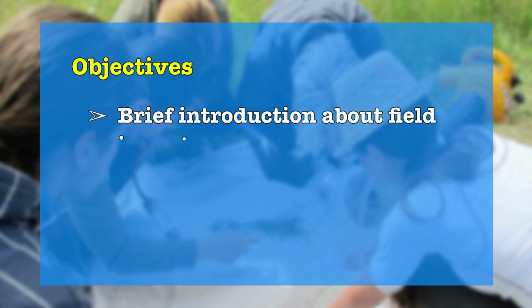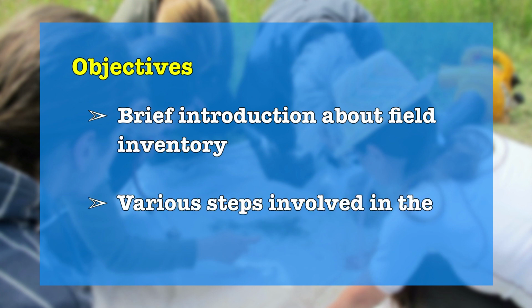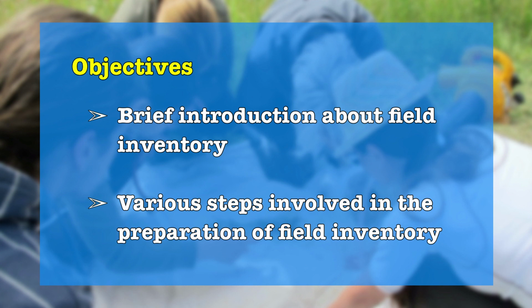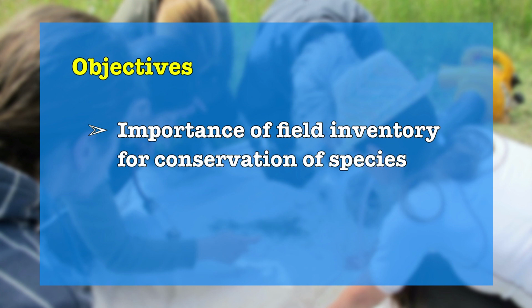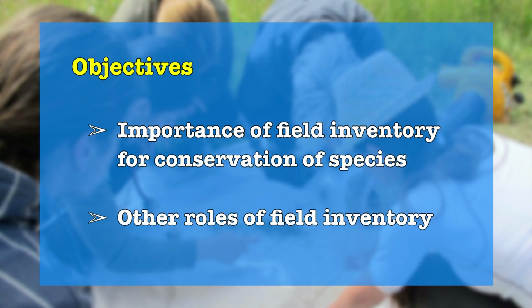Hello friends, today we will gain knowledge about field inventory and the main objectives of this topic will be: number 1, to give a brief introduction about field inventory; number 2, to outline various steps involved in the preparation of field inventory; number 3, to highlight the importance of field inventory for conservation of species; number 4, to familiarize students with other roles of field inventory.